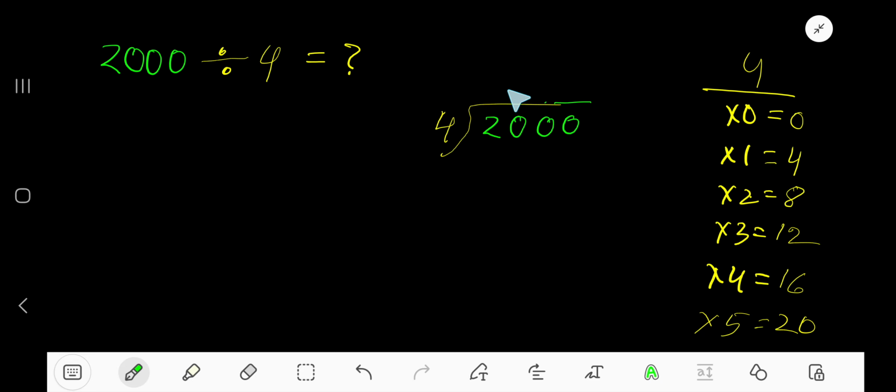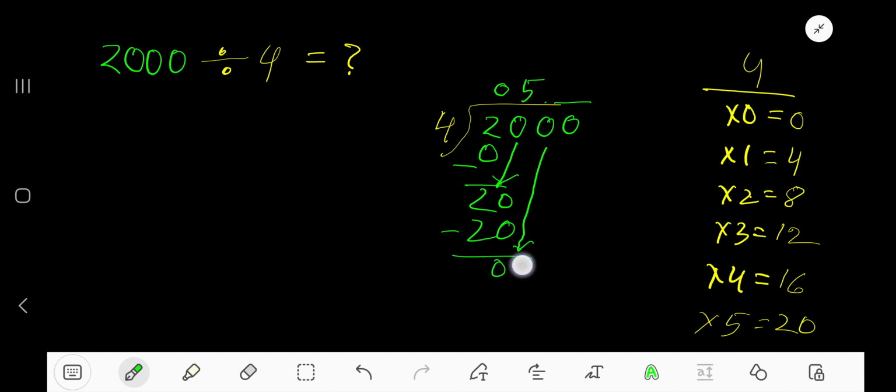4 goes into 2 how many times? 0 times, as 2 is less than 4. 0 times 4 is 0. Subtract, and bring down this 0. 4 goes into 20 how many times? 4 goes into 20 5 times, right? 5 times 4 is 20. Subtract, we get 0. Bring down this 0.